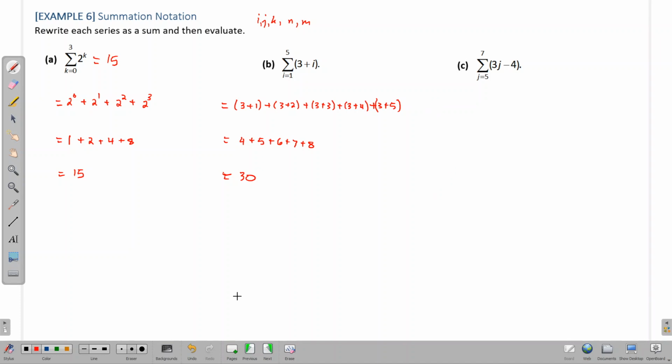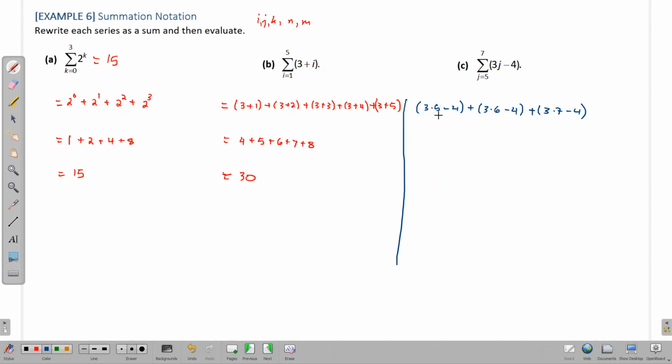All right, then the last one. Let's change colors just to keep it separate here. Notice the index on this one is starting at 5, so this is going to be 3 times 5 minus 4, plus, let me do a better job here, 3 times 6 minus 4, plus 3 times 7 minus 4, and we're done. This one just went up to 7. I kept these really short just so we didn't have to write too much out.